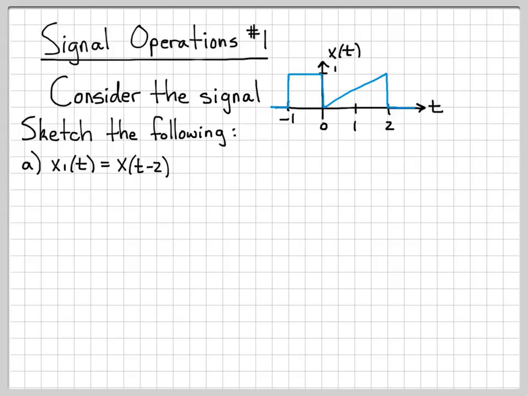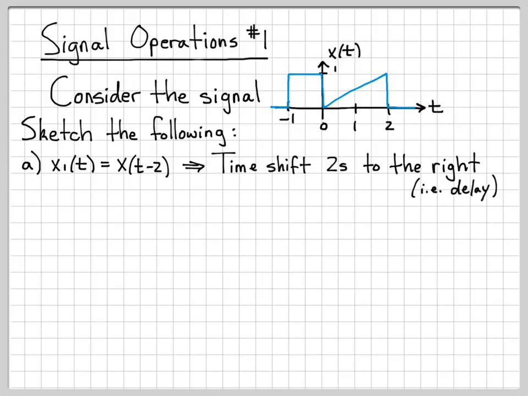Well, we know what x of t minus 2 means. That is a time shift. And it's a time shift 2 seconds to the right. So it's a delay. Things slide to the right. So to sketch x of t minus 2, we need to just take our original picture and shift it 2 units to the right. So the way I like to do that is to pick points.